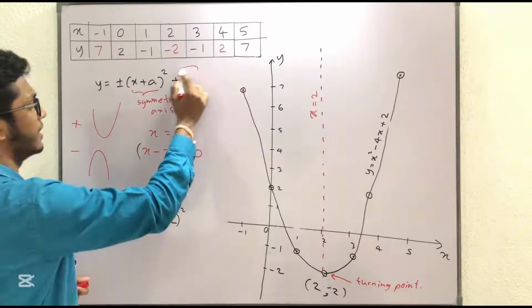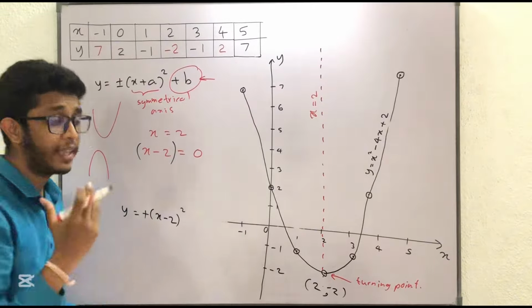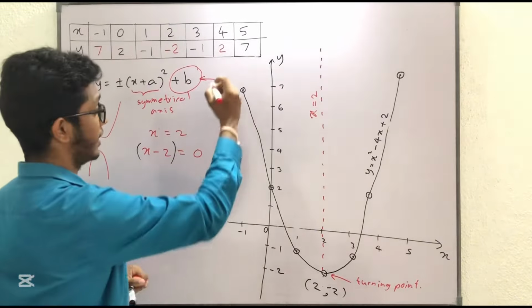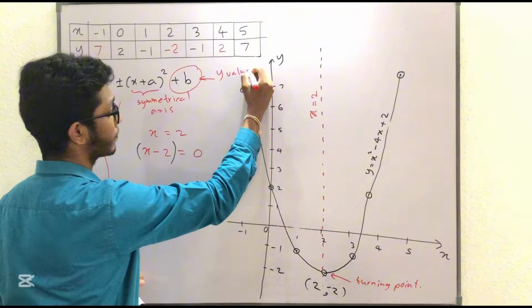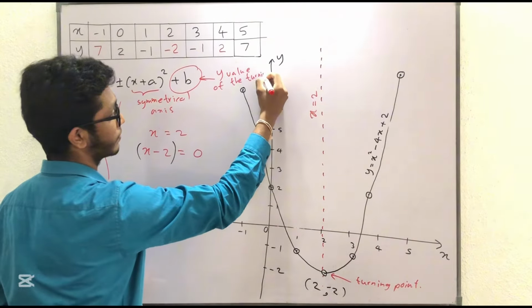Then we have another term, plus b. Actually, this plus b value is the y value of the turning point.